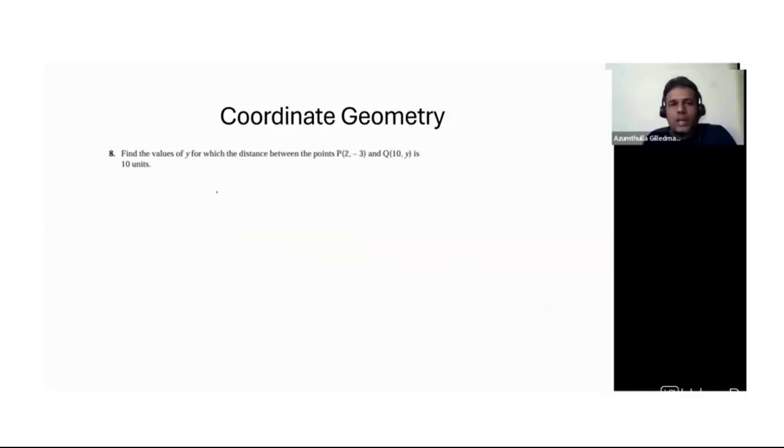So first, let's draw a line. Let's say this is the line. This is P and this is Q. So what are the coordinates of P? 2 comma minus 3. You can say this is x1, y1, and Q is 10 comma y, that you can take as x2 and y2. Understood? Now, what is given? PQ is given. PQ is how much? 10 units.